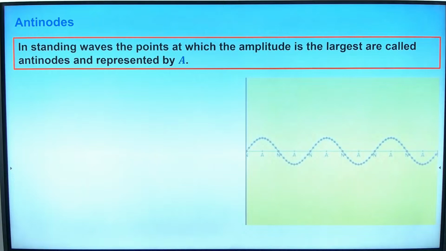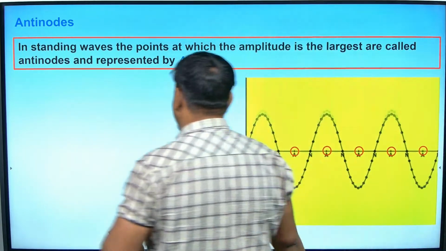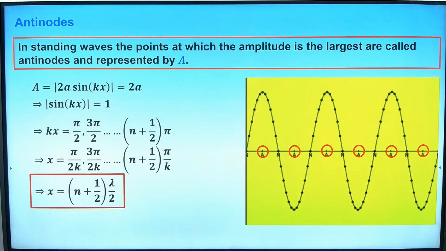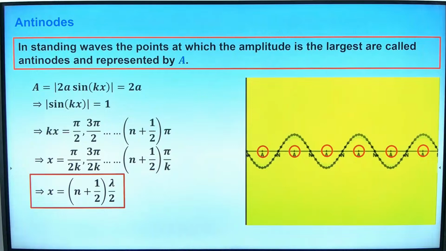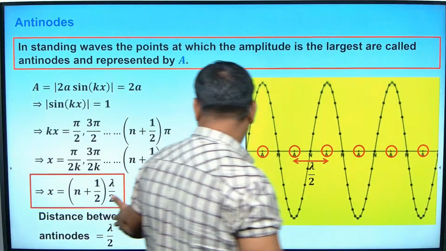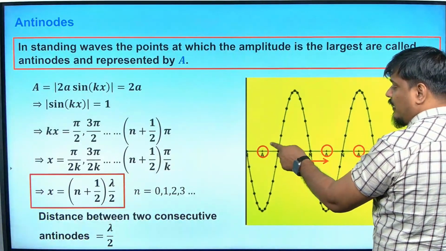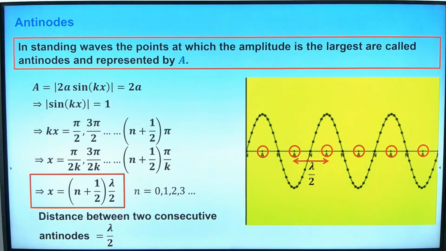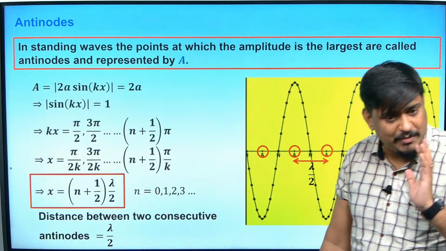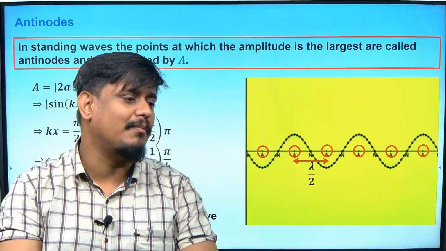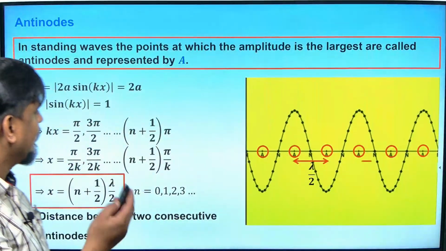Then I talked about antinodes. Antinodes are the points between the nodes, and when we equate and try to find the solution of that equation, we got the value of x as (2n plus 1) by 2 into lambda by 2. So it will become lambda by 4. Check: the distance between two nodes is lambda by 2, but the first antinode will form at lambda by 4. Then again, accordingly, it will keep on moving. If you take two antinodes, they will also have a distance of lambda by 2. It means two nodes or two antinodes are always separated by lambda by 2. If you are having confusion on these things, please go to the last class notes.